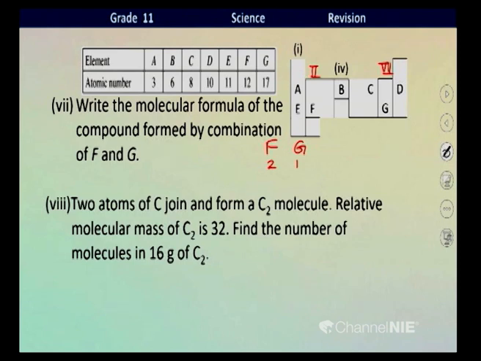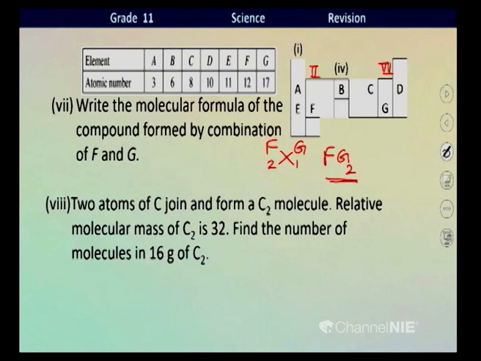Then the formula is formed by exchanging their valencies. Therefore, the formula must be FG2. This is the formula. Right. Now go to the next question.